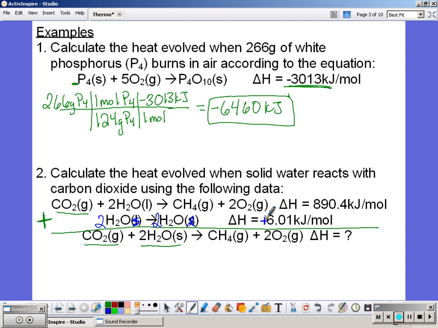That means I'm going to multiply my enthalpy by 2. I want CH4 as a product, and it is, and 2O2 as a product, and it's there. So I don't need to change anything about the first enthalpy. And then I simply add them together. And my enthalpy change for this reaction would be 902.42 kilojoules per mole.